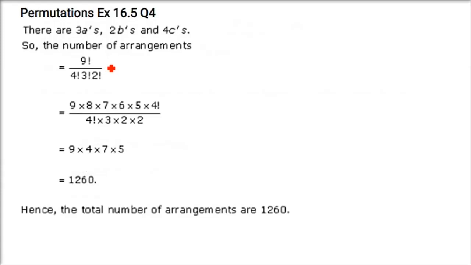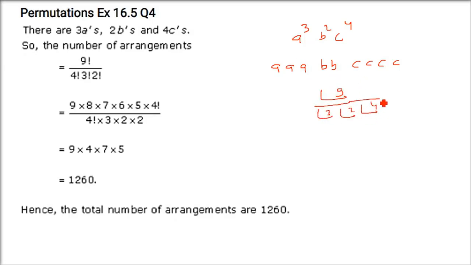Find the total number of arrangements of the letters in the expression a cube b square c to the power 4. A cube b square c to the power 4. When written in full length, that is A, A, A, B, B, C, C, C, C. So how many are there? There are 9. Factorial 9. How many are repeated? A 3 times, B 2 times, C 4 times. And this is going to come 1260.